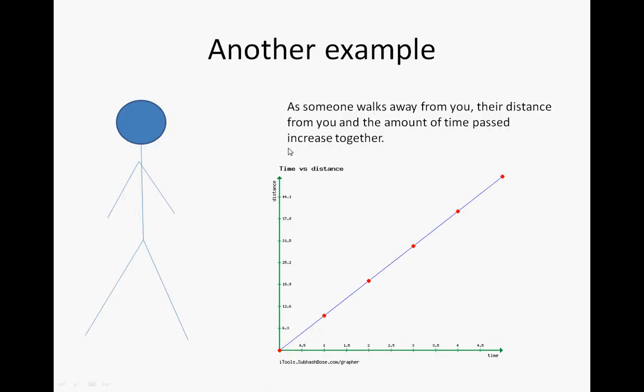Another example that you can think about is if somebody starts right next to you and they start walking away. The amount of time that passes and the amount of distance they are from you is going to increase together. So you watch them walk away, the distance increases, the time increases. One more time, as they walk away, these two things are changing at the same time, and if you graph their points, it ends up being a nice line.